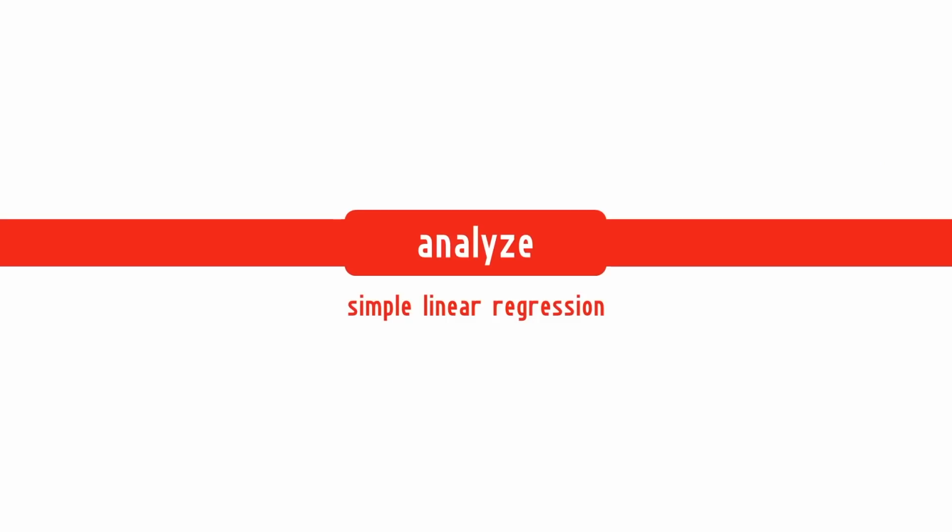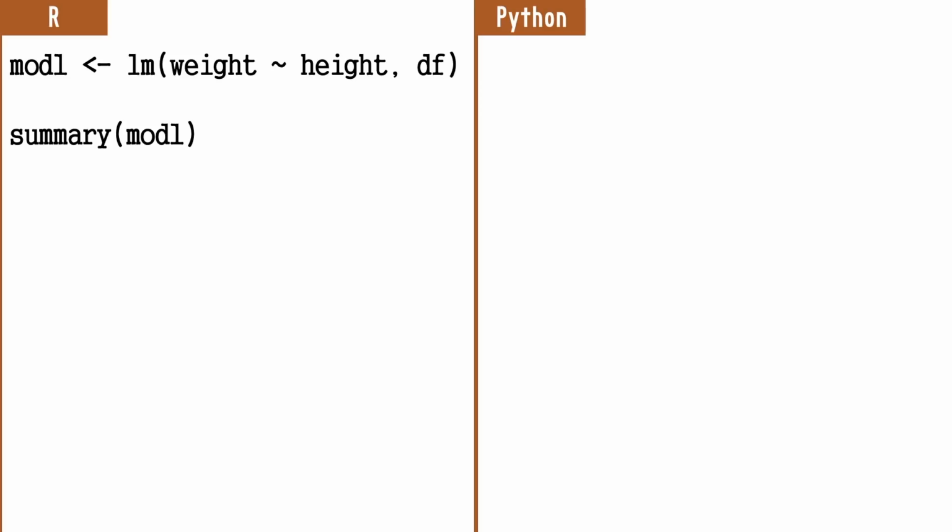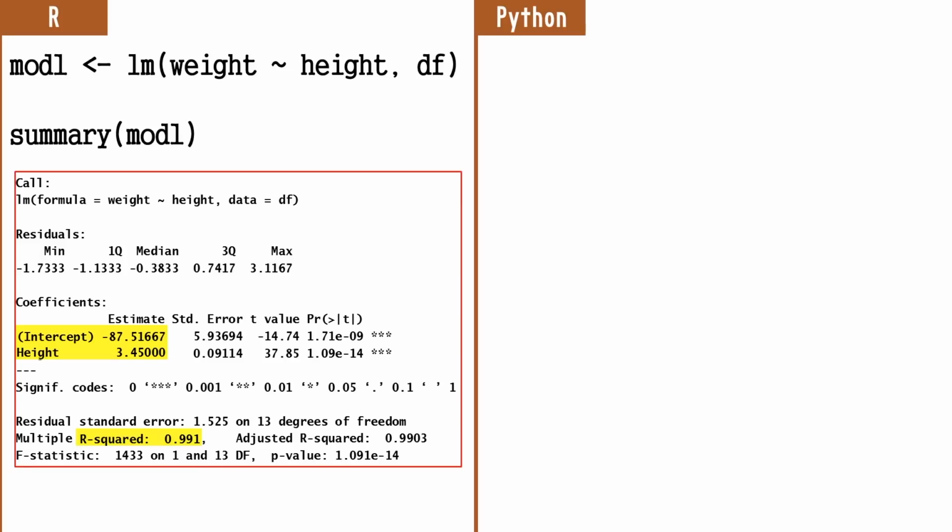Now we'll take a closer look to see how linear models are fit and what their summaries look like. R uses the formula notation which originated in S to describe the model to be fit, where the tilde symbol separates the dependent variable on the left from the independent variables on the right. When we execute the summary function on our model object, we get an explanation of the results. You may recall that the equation for a straight line is y equals mx plus b, where m is the slope and b is the y-intercept.